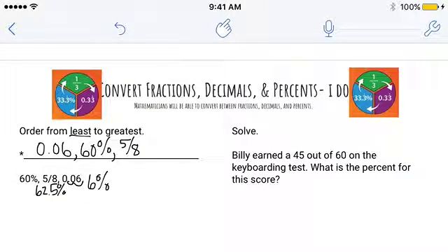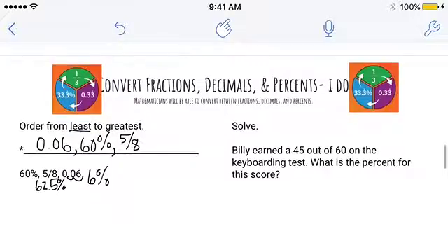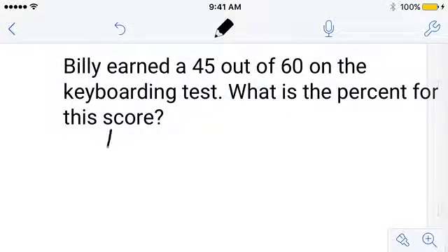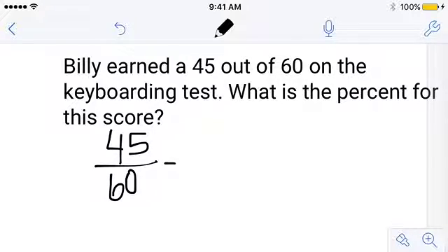When I look at the word problem on the right, it says Billy earned a 45 out of 60 on the keyboarding test. What is the percentage of the score? So we want to take 45 over 60, and we want to write it like a fraction first, and then we can set that up equal to x over 100 to make it a percent, and then cross multiply and divide just like we did in our proportions unit.